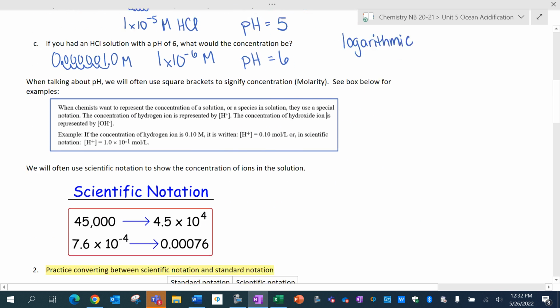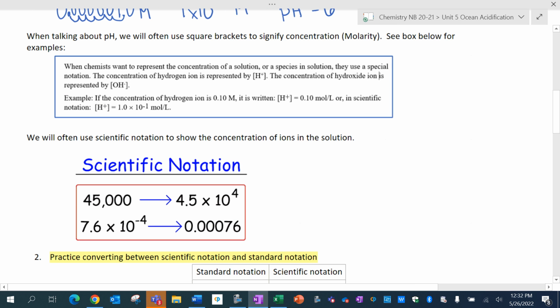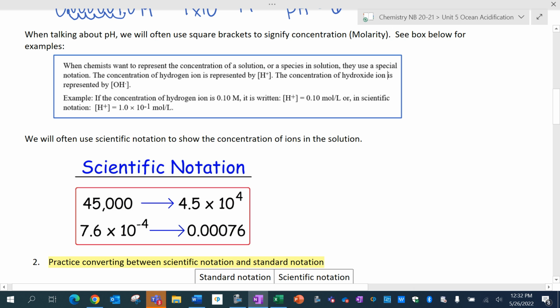There are some things to be aware of with notation. One thing is that we often use square brackets in chemistry to signify concentration. So instead of saying the hydrogen ion concentration is 1 molar, we might just say [H+] is 1 molar. The square brackets represent the concentration of. So instead of writing the words "the concentration of," we can just use square brackets instead, and that's what those mean. Square brackets mean concentration in molarity.